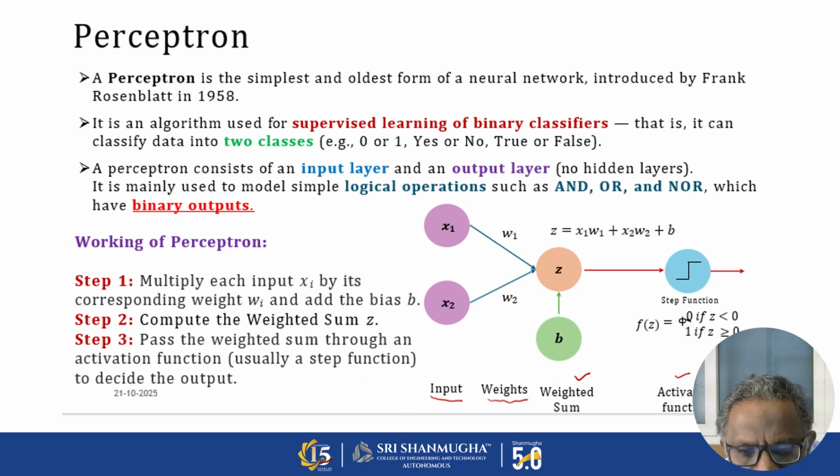So what is happening? As I said in the previous presentation, it is getting multiplied and activated here. For x1, x2, we have the corresponding weights, and it is getting summed up, and the bias term is also added here. Finally, it is getting activated through a step function. If z is less than 0, then the output is going to be 0. If z is greater than or equal to 0, then the output is going to be 1.